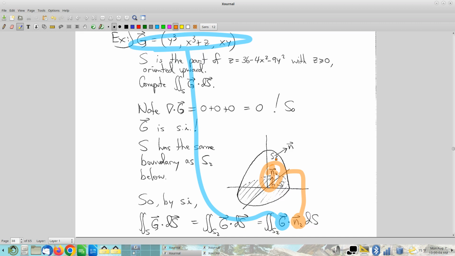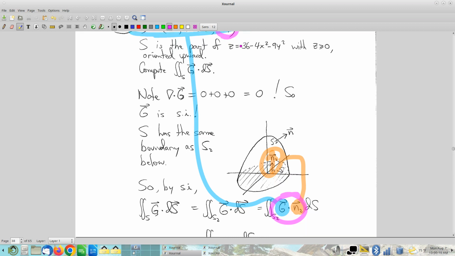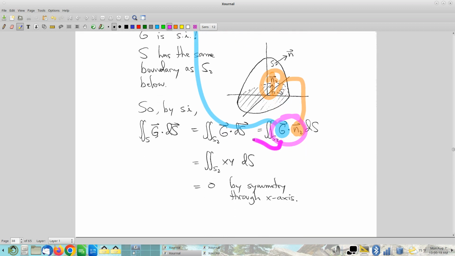So this is a pretty easy dot product at this point, right? This dot product, I just need to dot G with 0, 0, 1. So that dot product is just XY. And this is an easy integral, and it's 0 by symmetry.